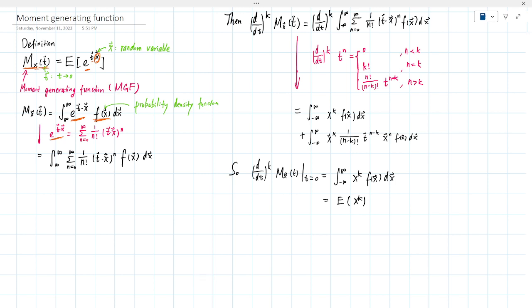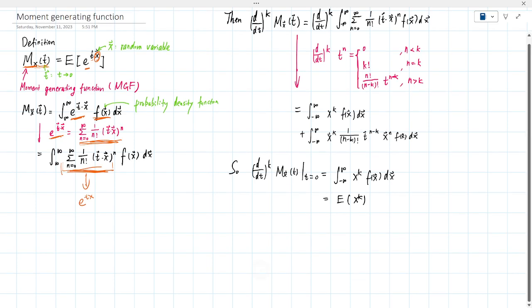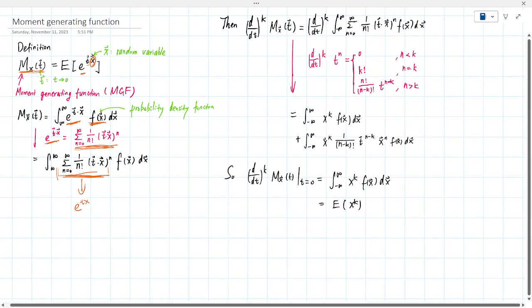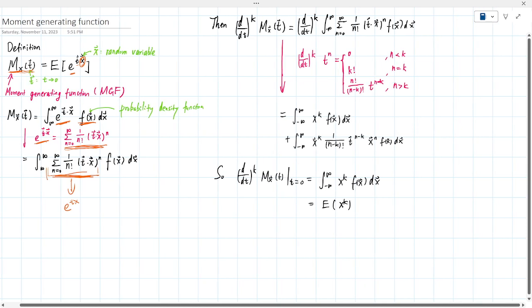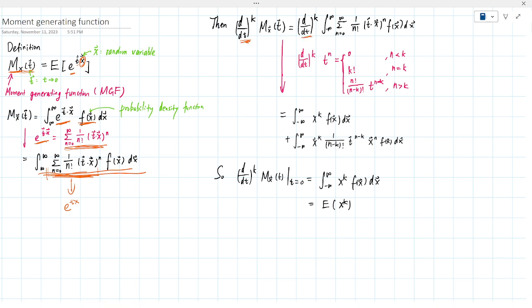For the exponential function, we can Taylor expand it into an infinite series. We end up having this as e to the tx, and if we take the derivative of this moment generating function to the kth power, you can imagine taking the kth derivative of t^n.